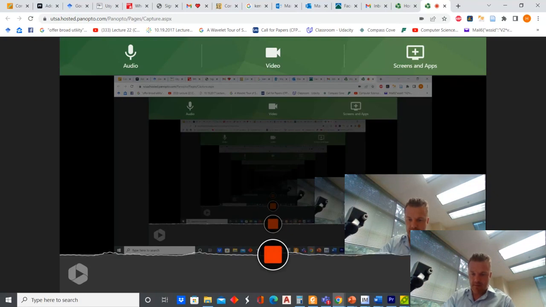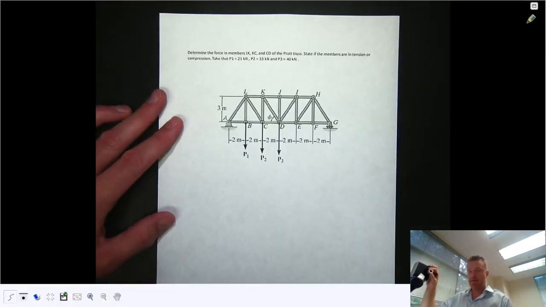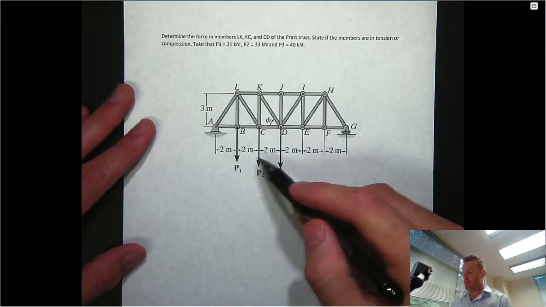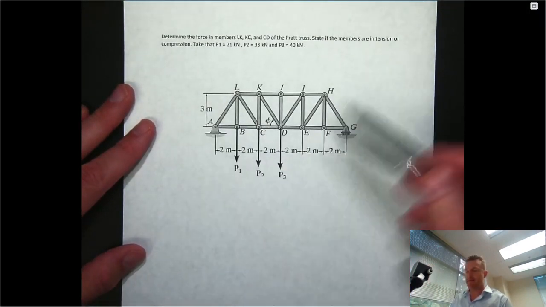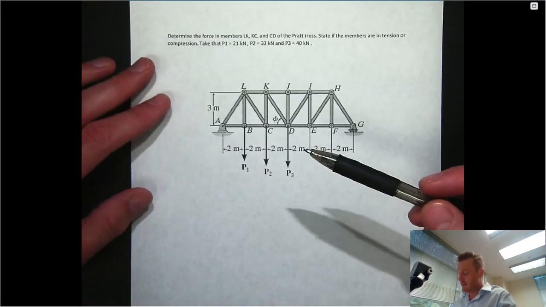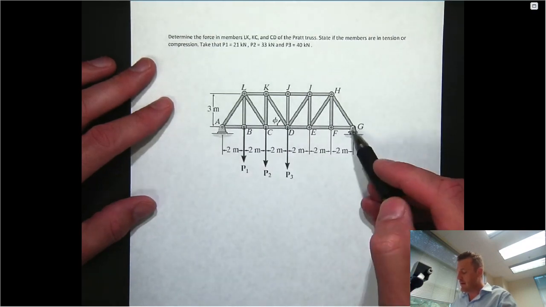So I wanted to do a brief video to show you how to set up the method of sections truss problems within the final homework that you'll have in the course. So here we have a truss. It's subjected to 3 external vertical loads, P1, P2, and P3. So it looks like the loading associated with a bridge truss, as we talked about earlier within the Chapter 6 lectures. We have a pin reaction at A and a roller reaction at G.